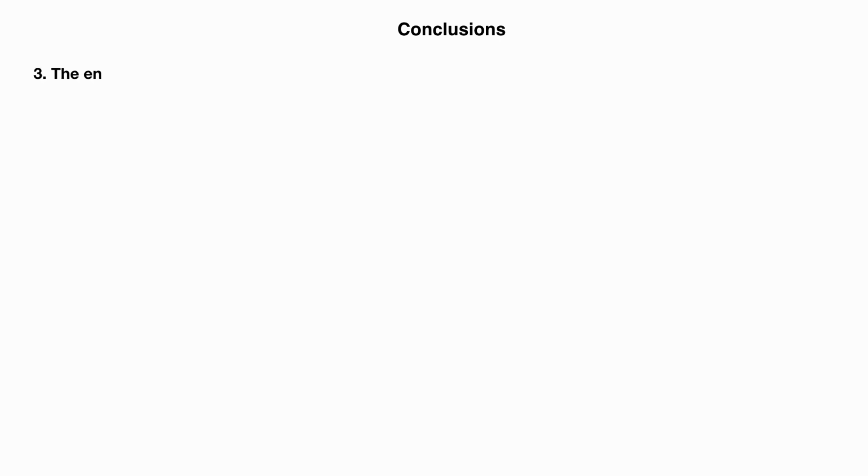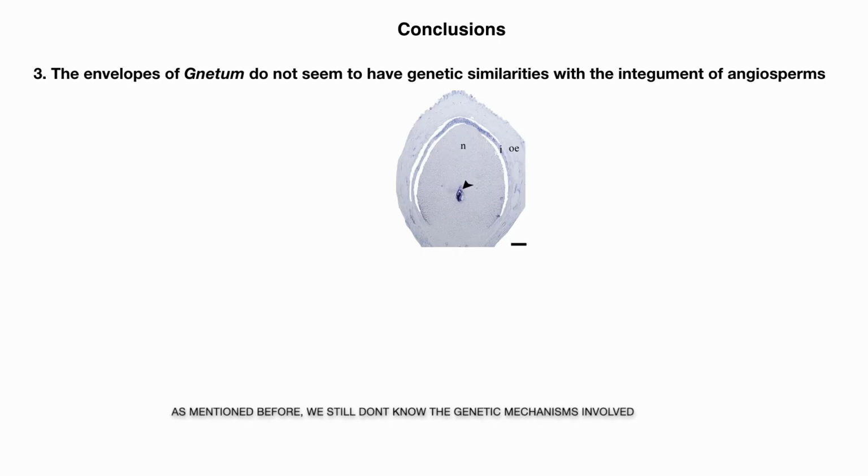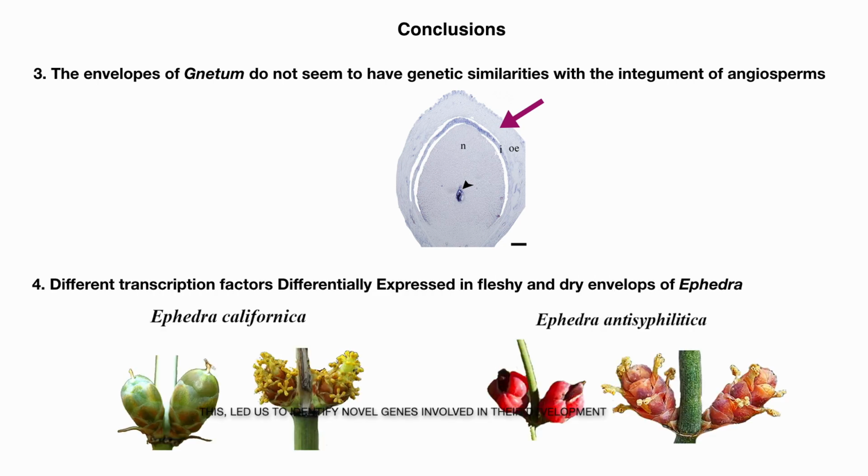As mentioned before, we still don't know the genetic mechanisms involved in the development of the envelopes, but it is not by the integument developmental network. And this led us to identify novel genes involved in their development in other species, like Ephedra californica and Ephedra antisyphilitica, and the genes identified here definitely deserve further characterization.